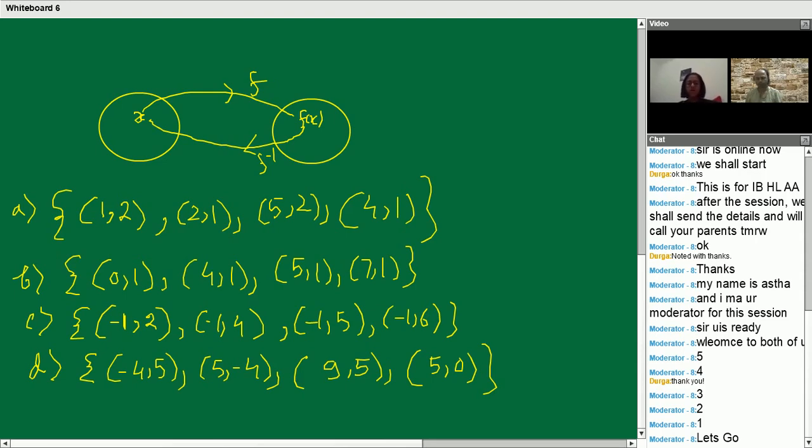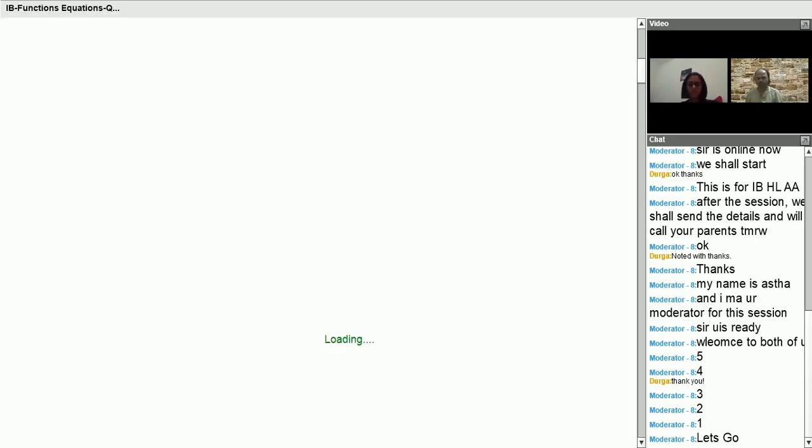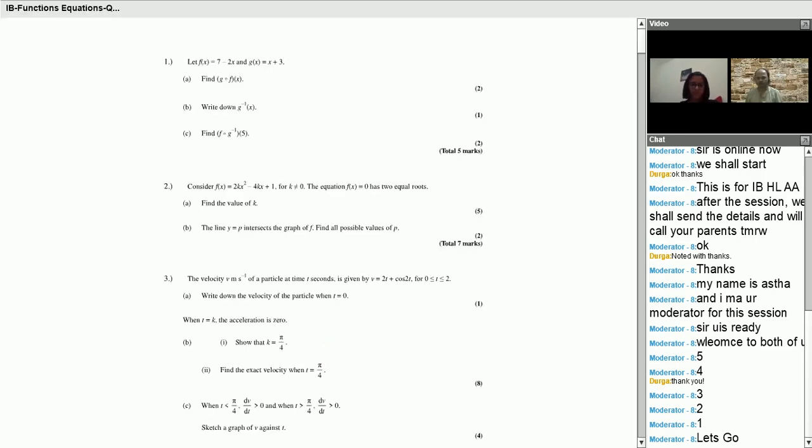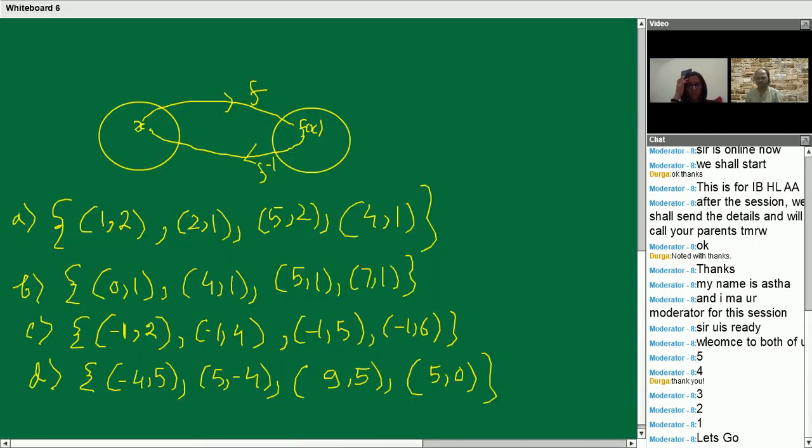But if you look at C and D, for example C, the input is -1. It's the same input, but you're getting different outputs, 2, 4, 5, 6. And the same thing with D: there are two 5s, which give you -4 and 0. So they're not functions. True. Fine.